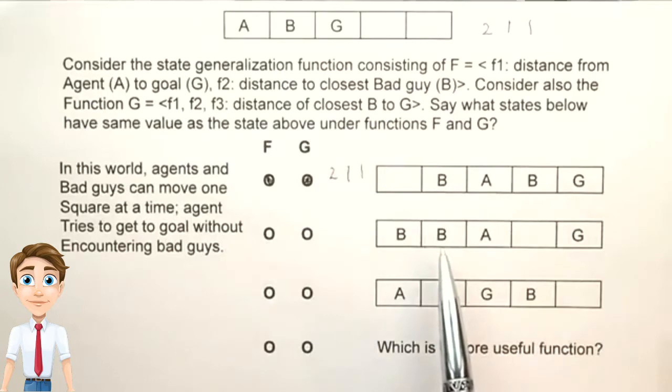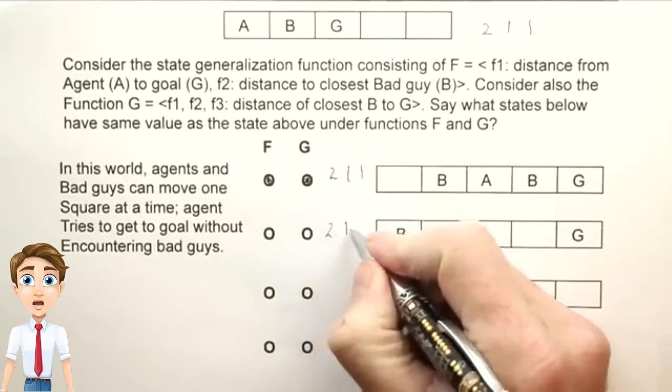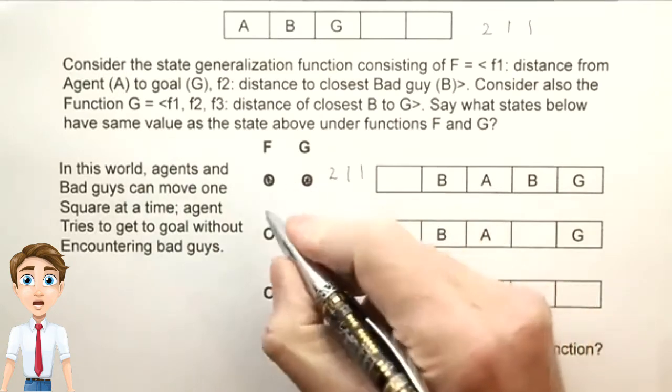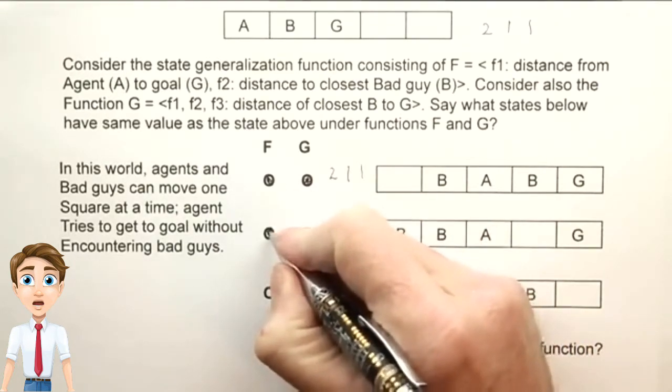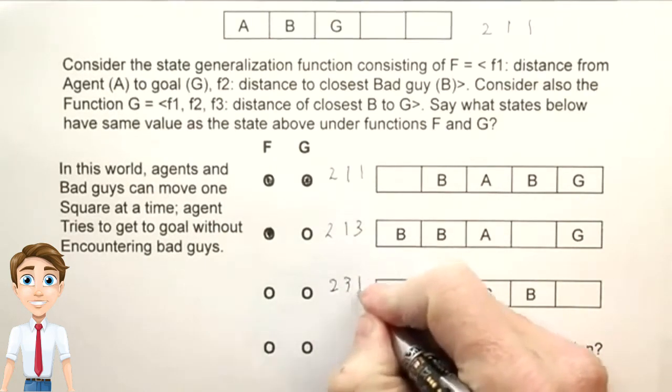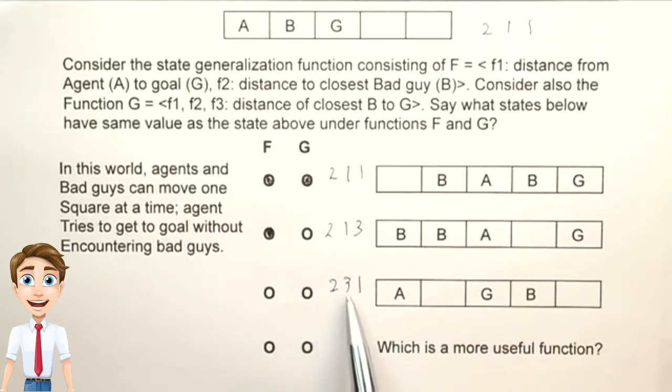This state here has values 2, 1, and 3. So the 2 and the 1 are the same, so that would be indistinguishable under f, but would be different under g. And this state has values 2, 3, and 1, and the 2 and 3 are different than 2 and 1, so that would be different under either f or g.